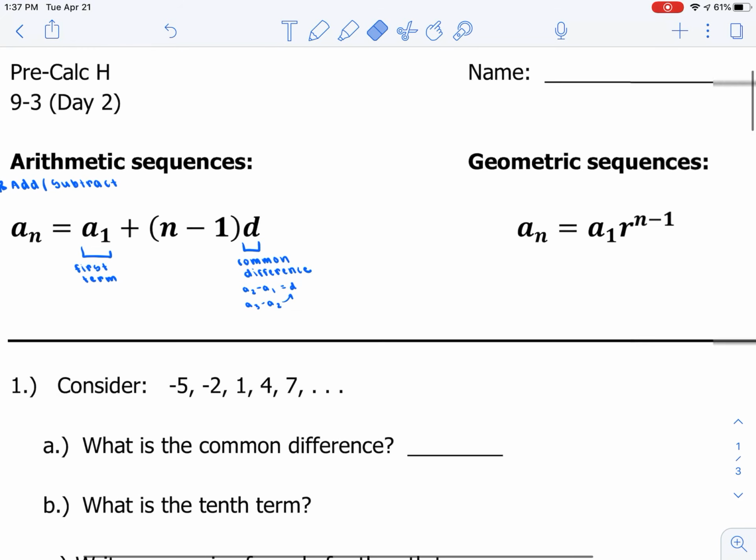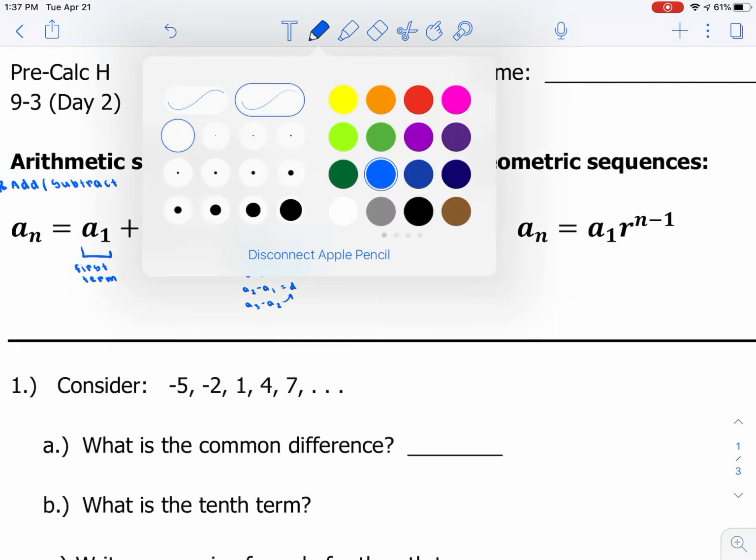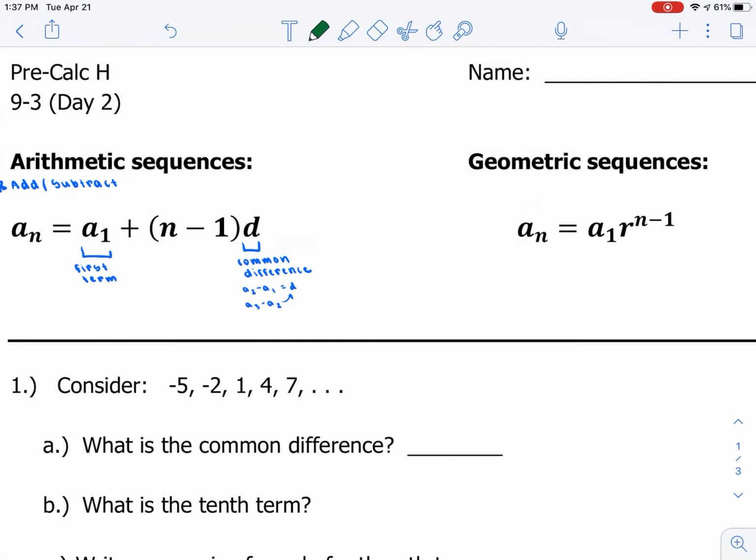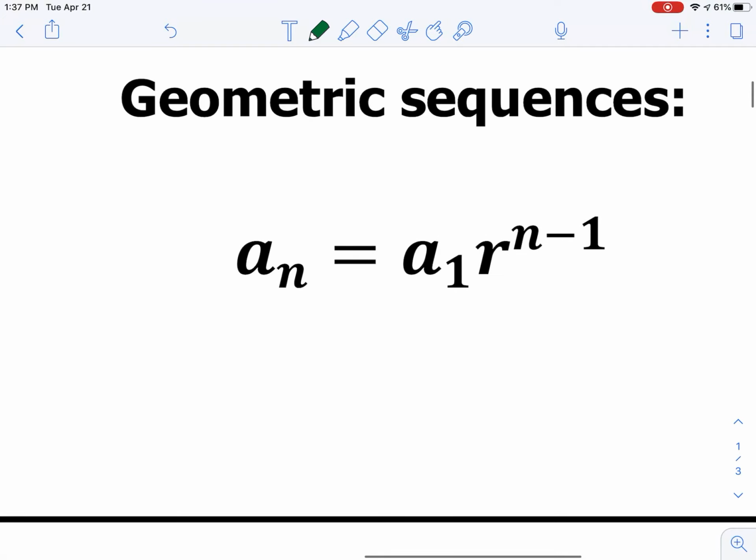Now, if you look at the second type of sequence we're going to deal with today, I'm trying to make a joke, but I got nothing. You're going to see that the second type is geometric.